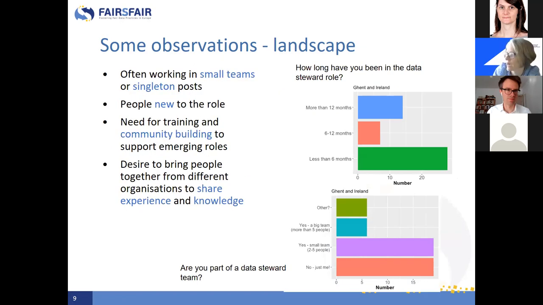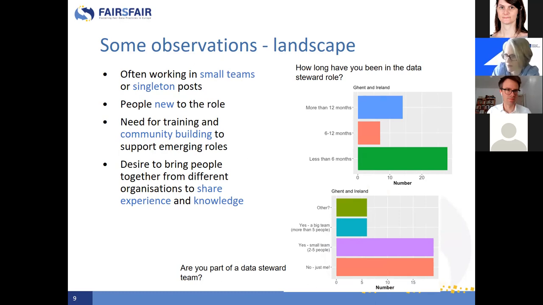Other things that we found when we've been working with the regional events is that people are often working in small teams or singleton posts, as you can see from the data. We asked them if they're part of a data steward team, and there's an awful lot who are just me by themselves or in very small teams. The other thing that we're discovering is that people are often new to the role, and a lot of people have been in the role less than 6 months.